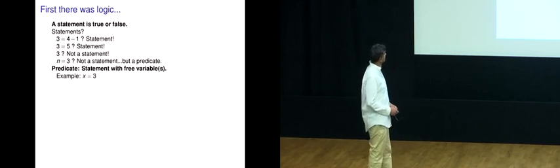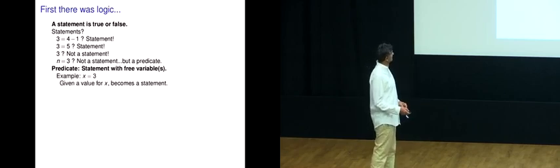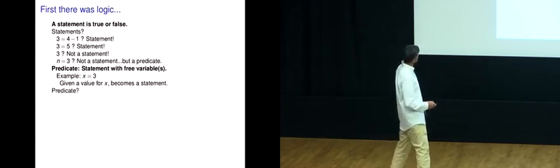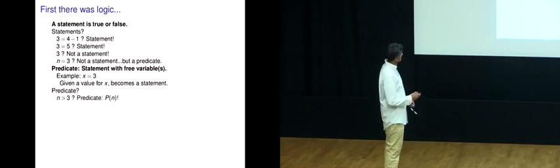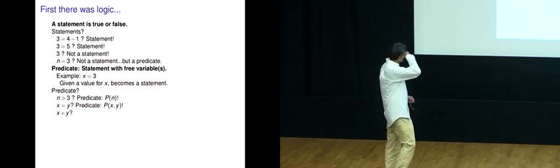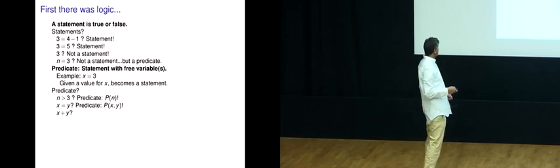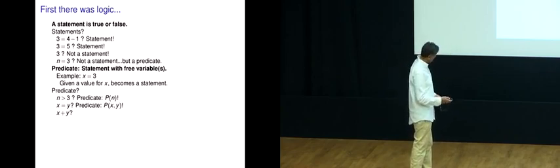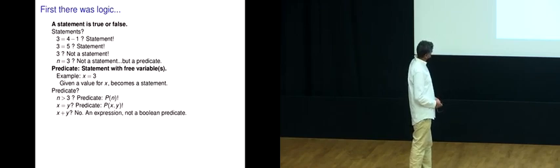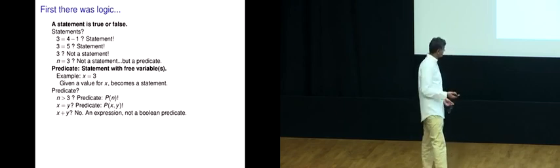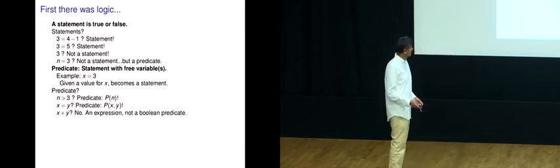Okay, what's a predicate? Is that a predicate? Yeah. Okay. Given a value for x, it becomes a statement. That's what a predicate is. Is that a predicate? Yes. Is that a predicate? Yeah, it's a predicate on two free variables, x and y. Is that a predicate? I mean, maybe if you decide it's true, false, and plus means and or something, but not with arithmetic. It's an expression, not a Boolean predicate. You can have an expression that's a statement, but then it has to evaluate to true or false.